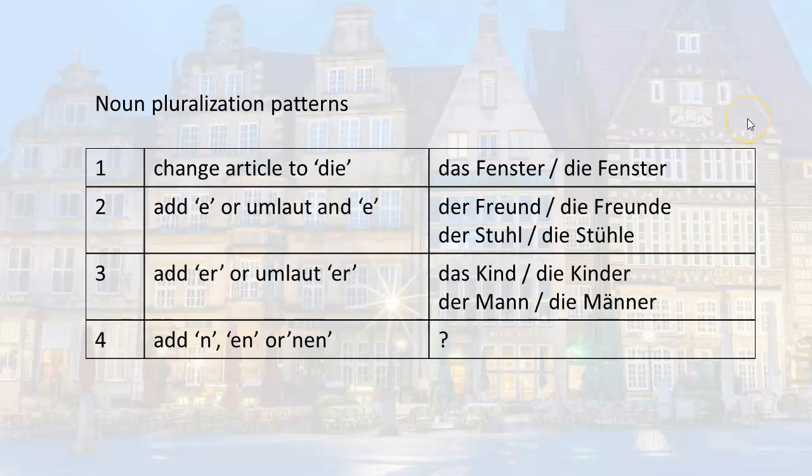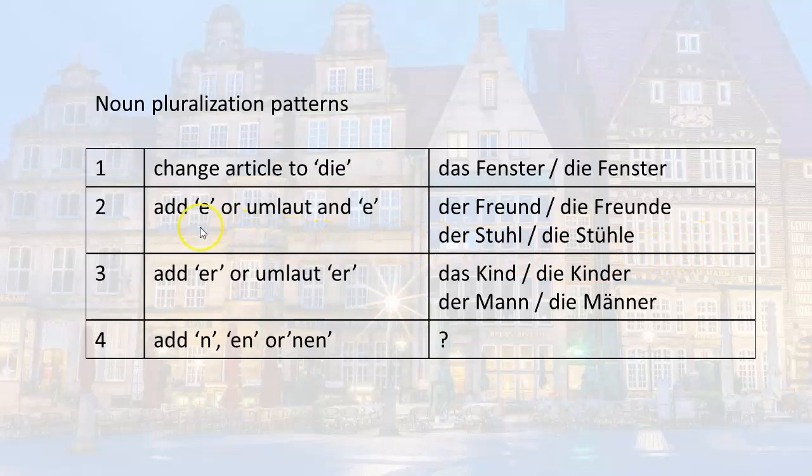We're continuing to learn about how to make nouns plural. It's not as straightforward in German as it is in English. There are several different patterns for making nouns plural. So in previous lessons, you learned the first pattern. You simply change the article to die and you don't do anything to the noun. So das Fenster, the window, becomes die Fenster.